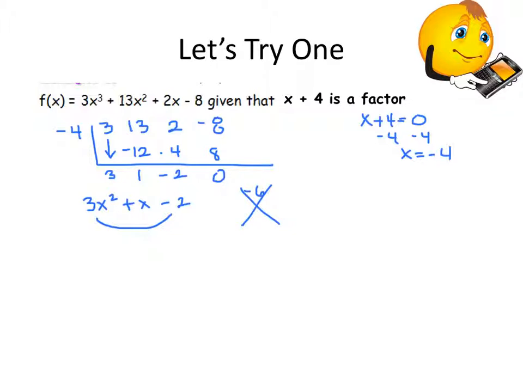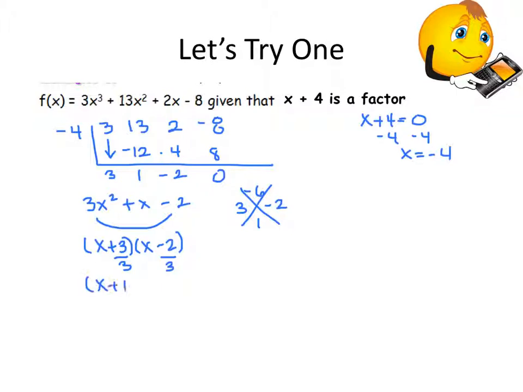Negative 6. What two numbers multiply to make negative 6 and subtract to make 1? So that would be positive 3 and negative 2. So I'd have x plus 3, x minus 2. Divide and reduce.